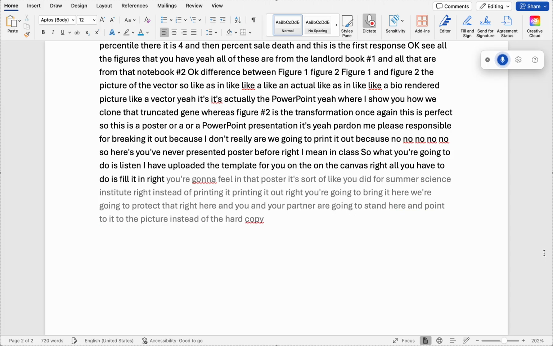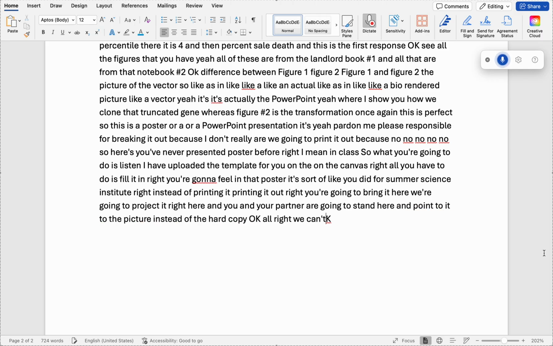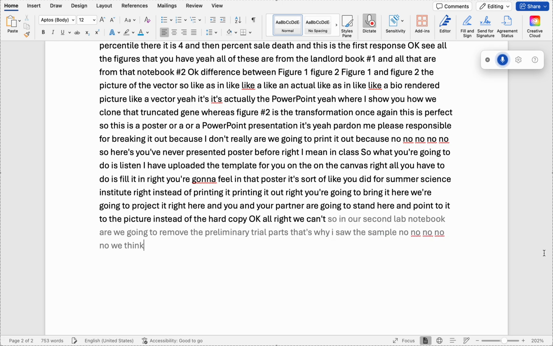The hardest part is making the graphs. So in the second lab notebook, are we going to remove the preliminary trial parts? Because that's what I saw in the sample. No, no. I read the instruction. Okay, and I'll switch some stuff out.